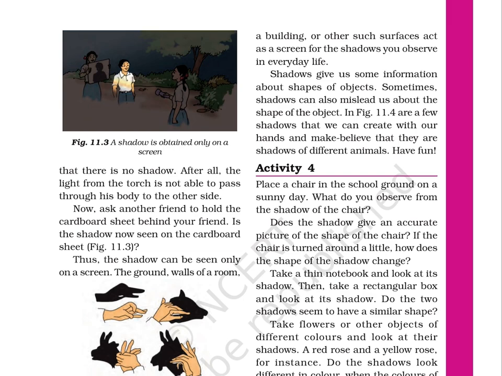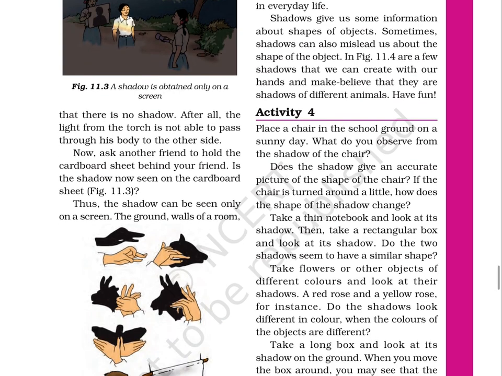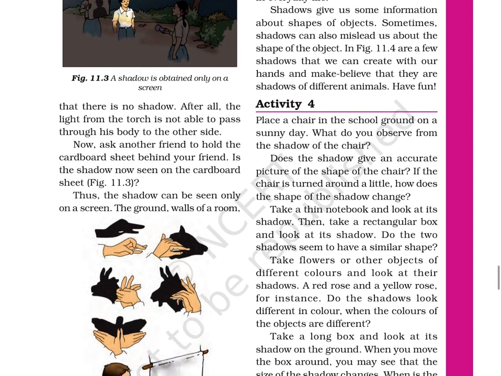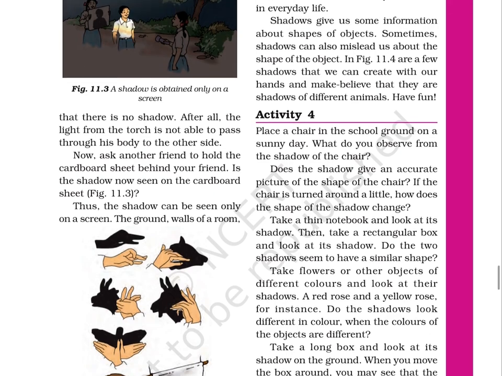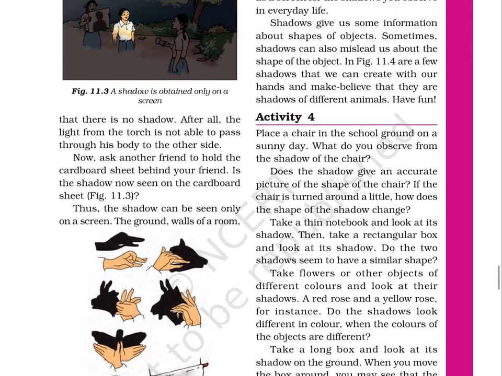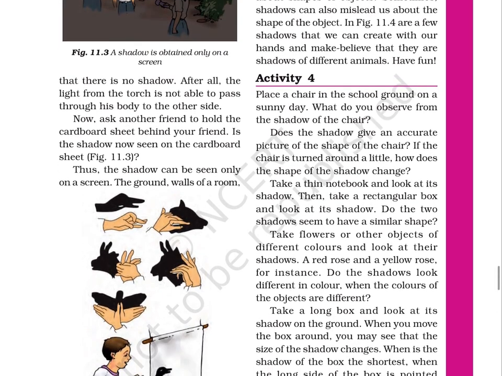Figure 11.2 shows sometimes shadow of an object gives an idea about its shape. Page 109. Now ask another friend to hold the cardboard sheet behind your friend. Is the shadow now seen on the cardboard sheet? Figure 11.3. Thus, the shadow can be seen only on a screen.